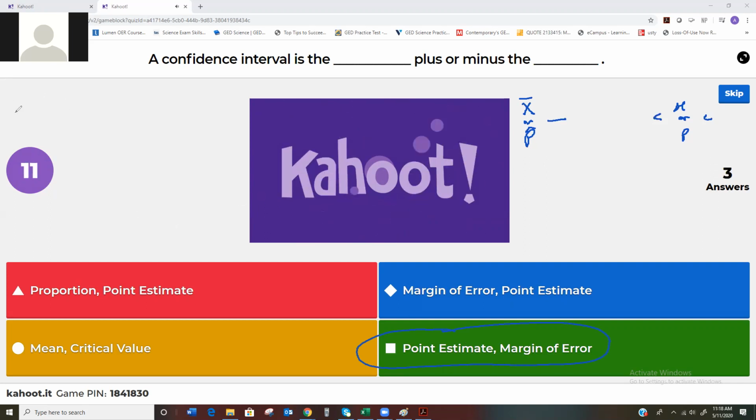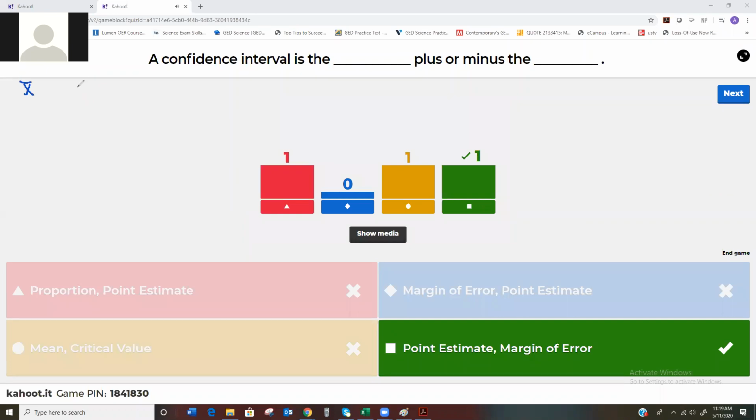So let me do it as the two different things instead of trying to merge them into one. So if we have mean, we start with the sample average. Okay, so this is what this is trying to get at. So you start with your sample average, and then you subtract the margin of error, and you add the margin of error. So remember, your X bar is your point estimate.